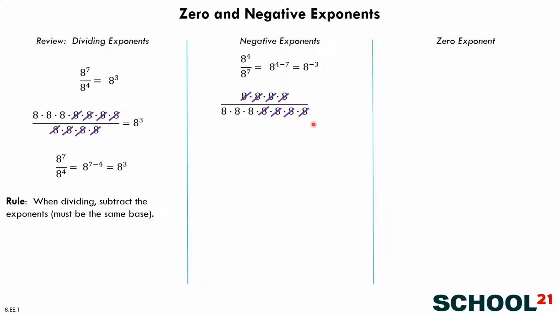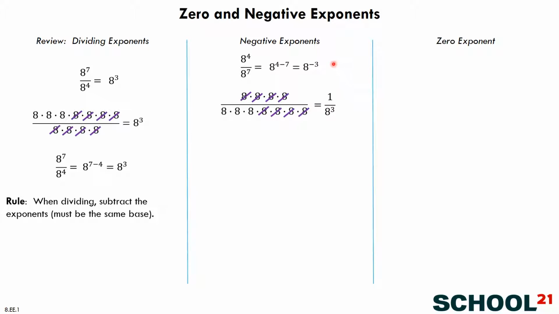So on the top, what do you think we have? What's the best way to say what we have on the top? None left. We have none left, but remember when we divide 8 by 8 to cancel it out, what is that? 8 divided by 8 is? 1. So at the top, we actually have 1. And on the bottom, we have 8 to the 3rd power. Does that make sense to you? Yeah.